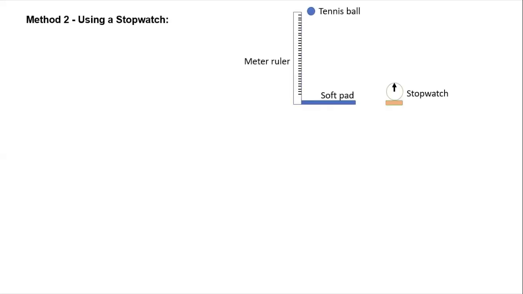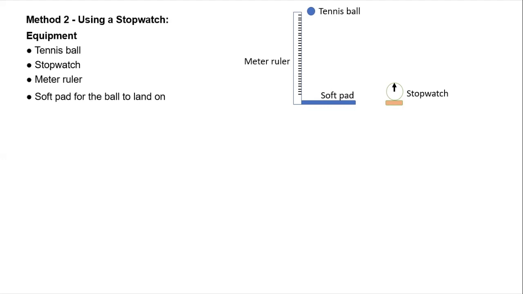Here we can see the apparatus we are using. Equipment: tennis ball, stopwatch, meter ruler, soft pad for the ball to land on.